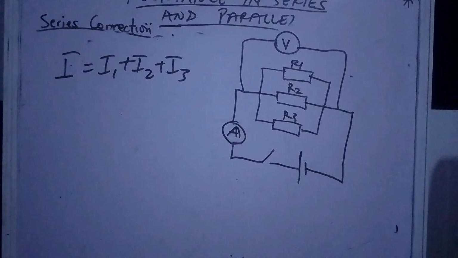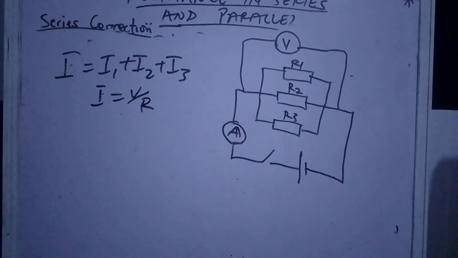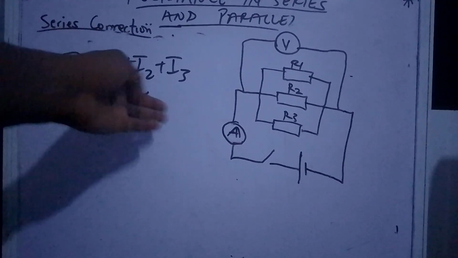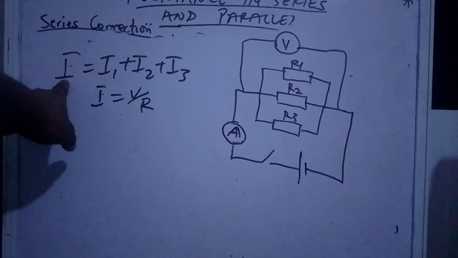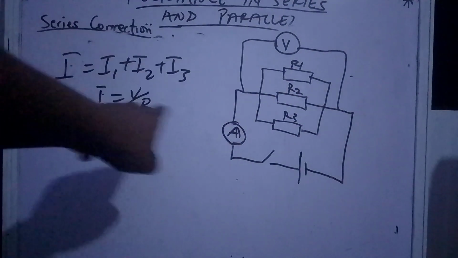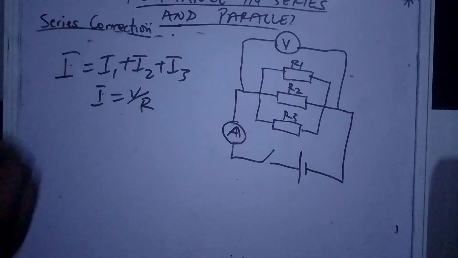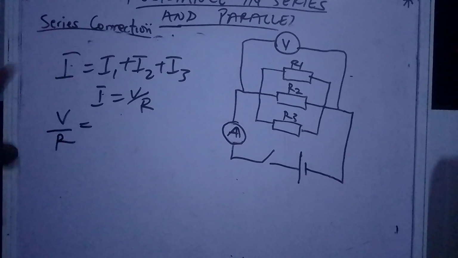Now, let's apply Ohm's law. Since Ohm's law states V equals IR, therefore I equals V over R. So if I is V over R, then you can substitute into this equation. For the total I, it is going to be V over R. Remember the V is the same. Total V, total R, because we want to look for total R.